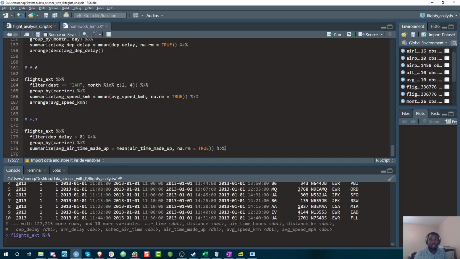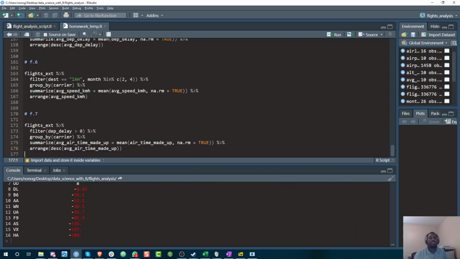Okay, and who cares the most? So that airtime made up, we want to arrange and we want to get the highest value. Now guys, can you imagine, on average, you have some carriers that, even with a delay, actually fly such that they take more time than the scheduled airtime. But whatever this carrier is, YV, I'm sorry, these people make up a lot of time whenever there's a delay. So on average, you see 37.9 minutes of time made up.